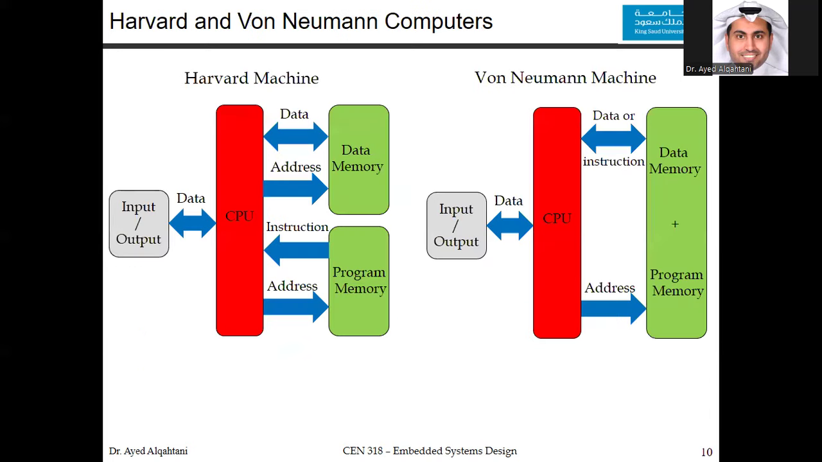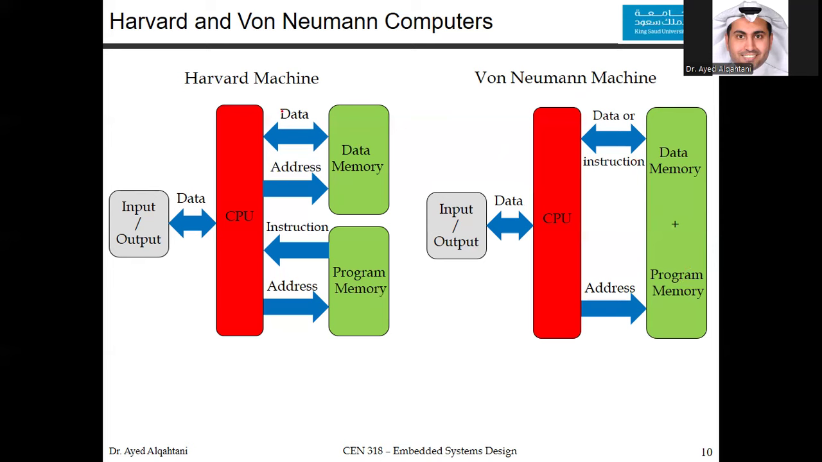Now we will see the difference between computers. This could be for microprocessor and also for the microcontroller. We have the Harvard machine and the von Neumann machine. You can see that both of them have input and output peripherals connected to the CPU. So no difference here, but the main difference is the interaction between the CPU and the memory. In the Harvard machine, we split the memory into 2: data memory for the variables and program memory for the code. While in the von Neumann machine, we have a shared memory space for both data and program.